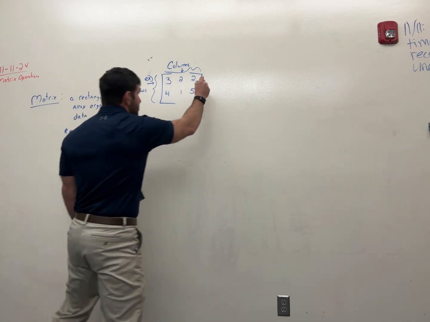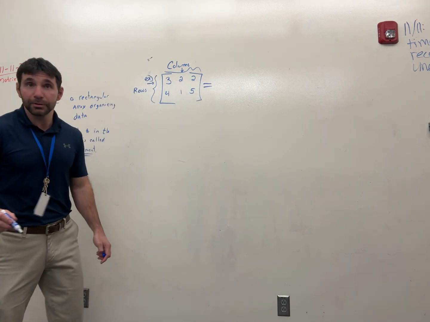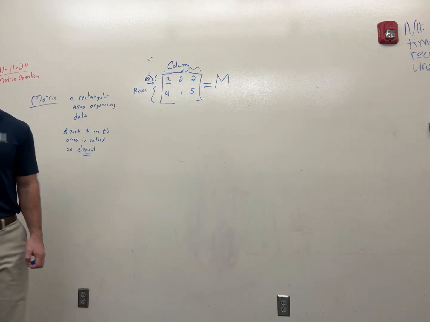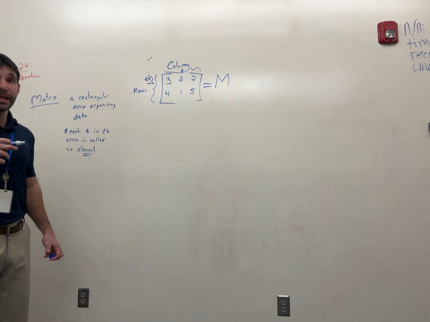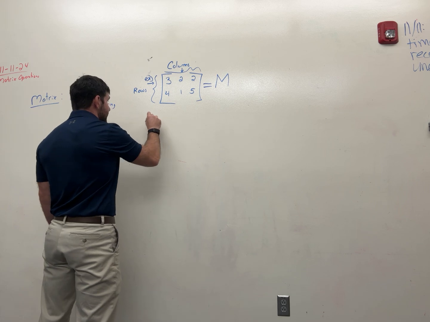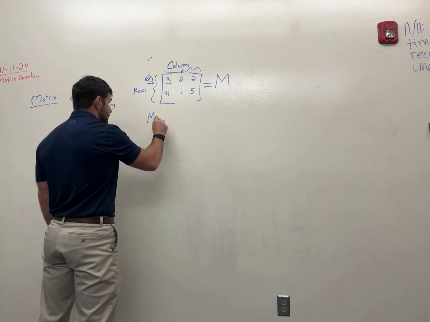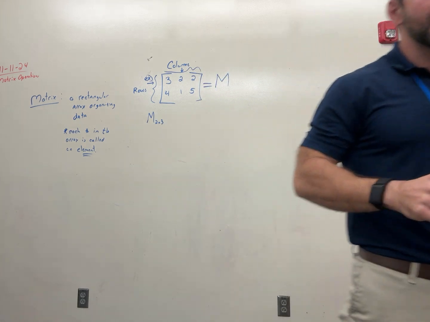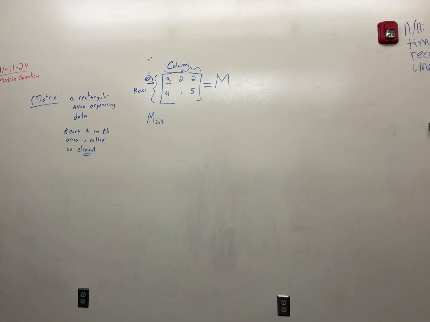We name matrices by a capital letter. This is matrix M. The way that I would name this matrix is M 2 by 3. We go rows by columns. So this is a 2 by 3 matrix. Everybody with me? Okay?